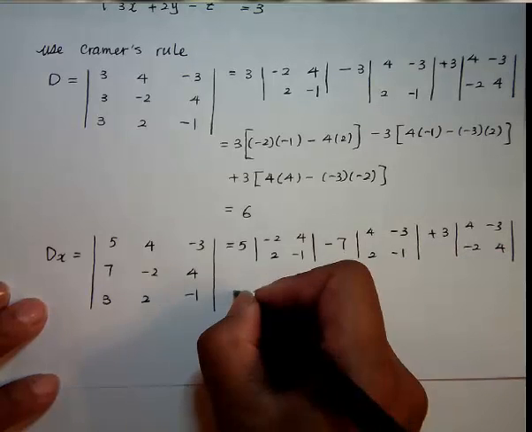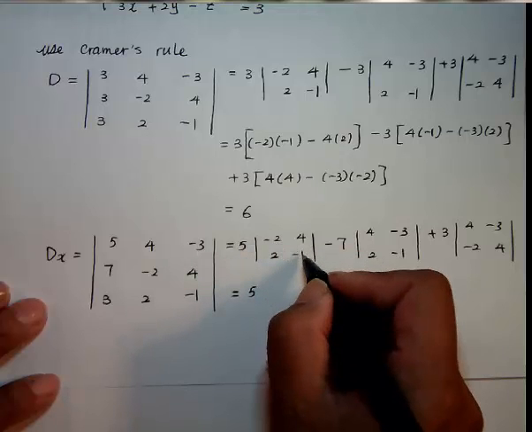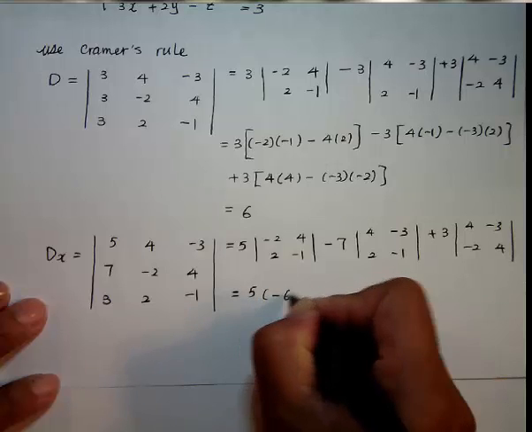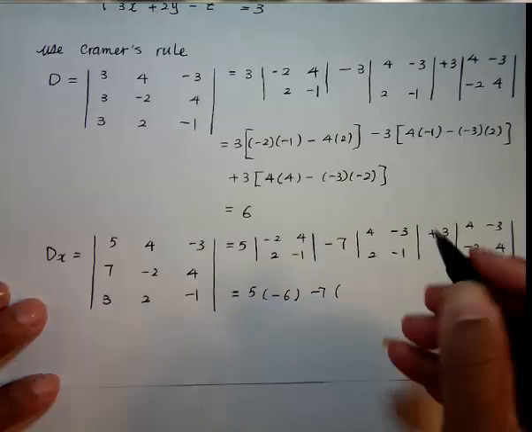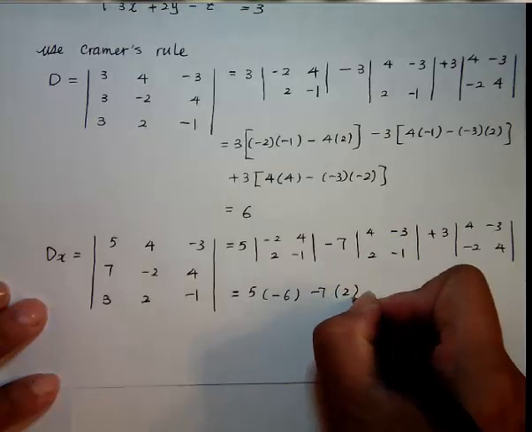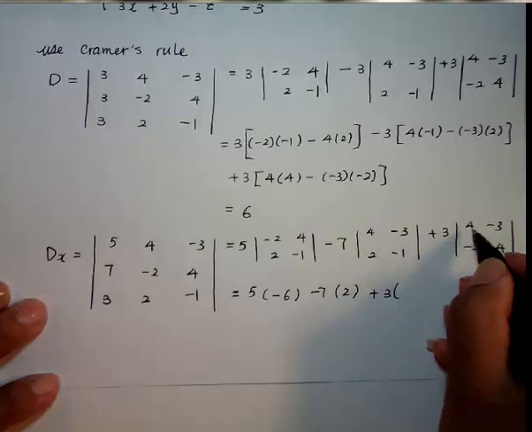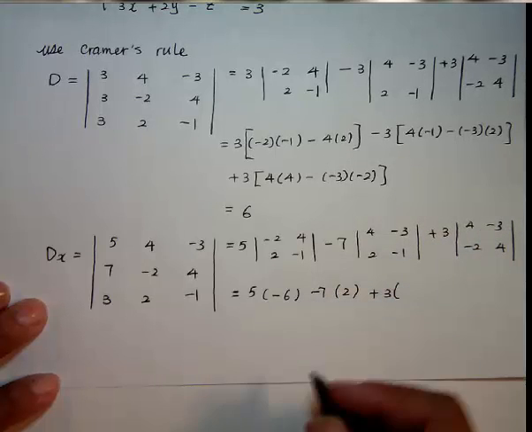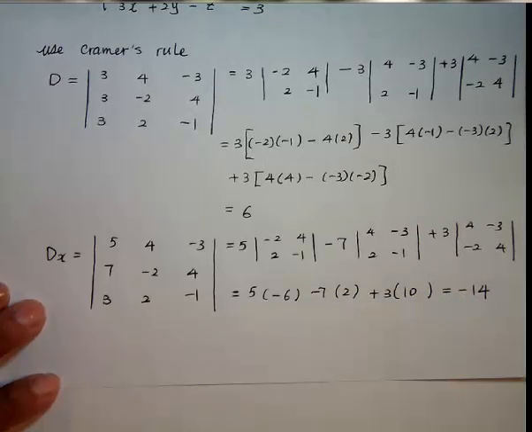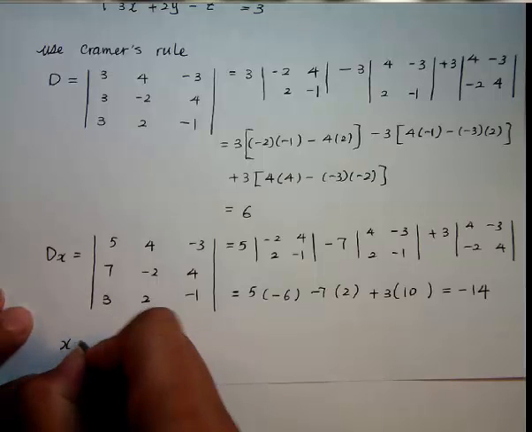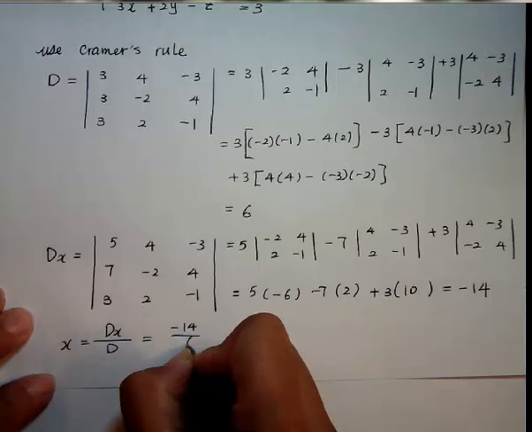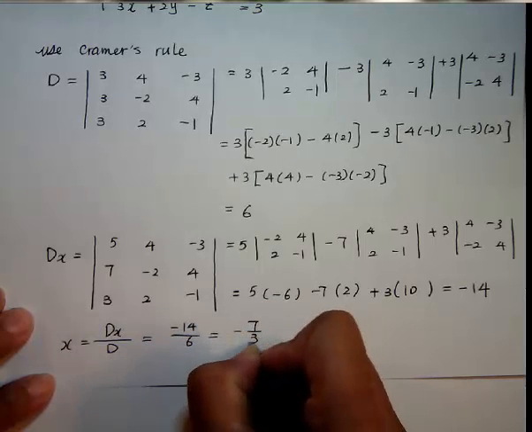If we simplify this, 5 times negative 2 times negative 1 minus 4 times 2 will give us negative 6, minus 7 times 4 times negative 1 minus negative 3 times 2 will give us 2, plus 3 times 4 times 4, 16, minus 6, that's 10. Combine them, it is negative 14. All right, so x will be equal to Dx over D, negative 14 over 6. Simplify that, negative 7/3.